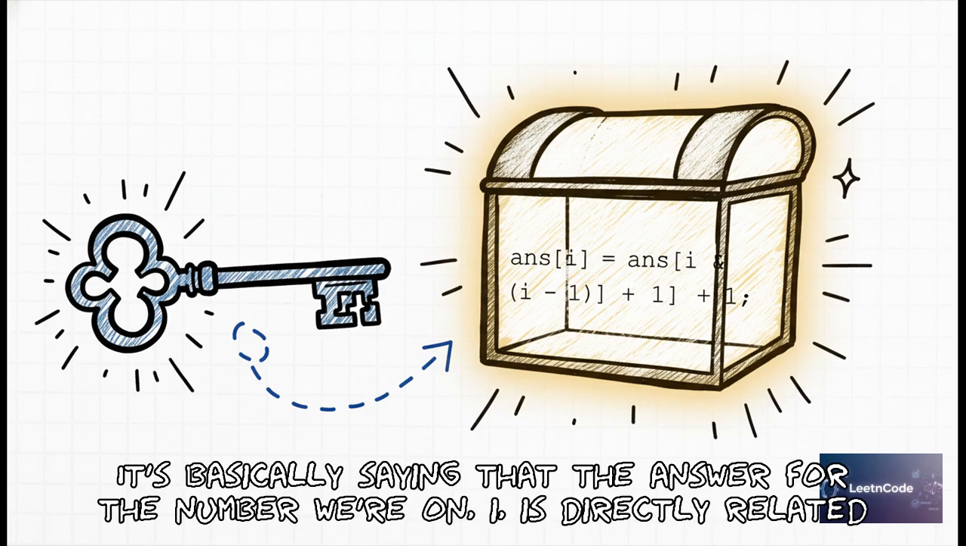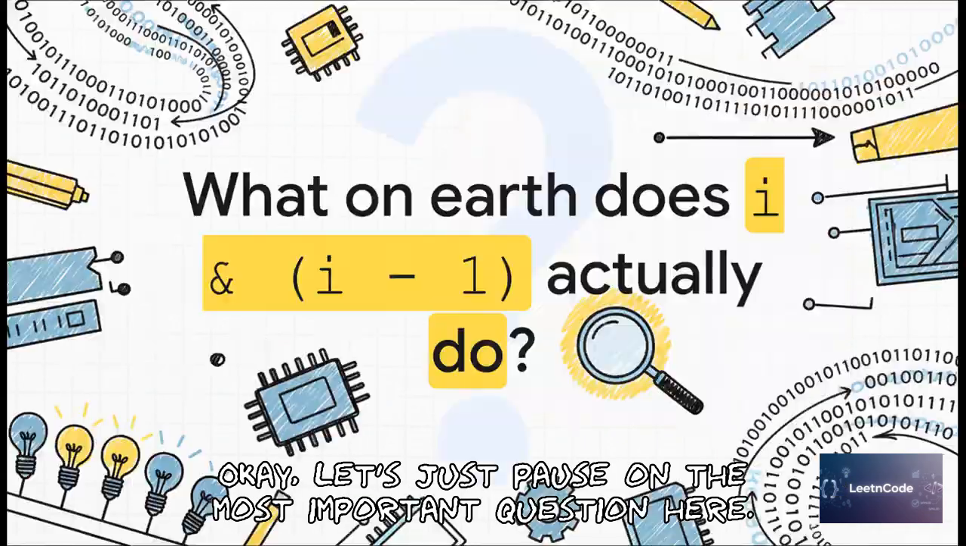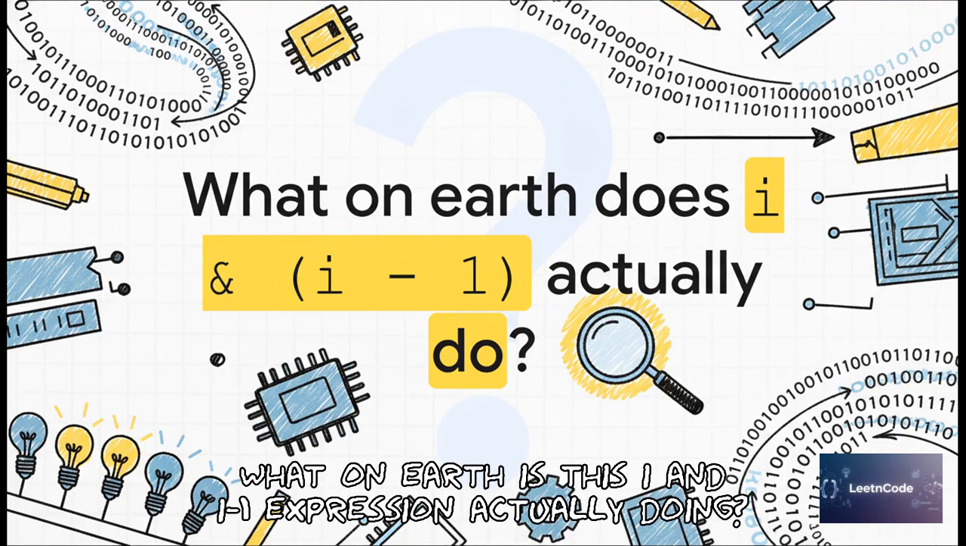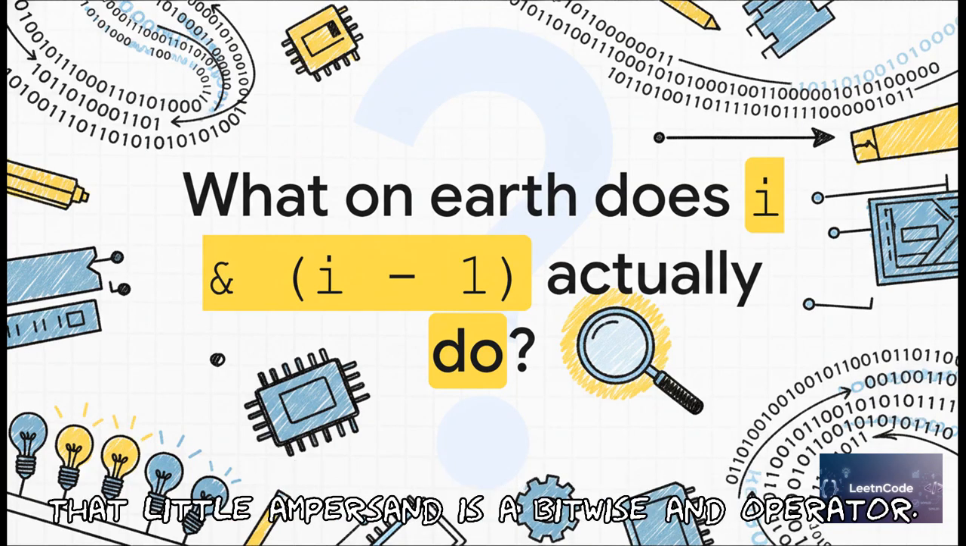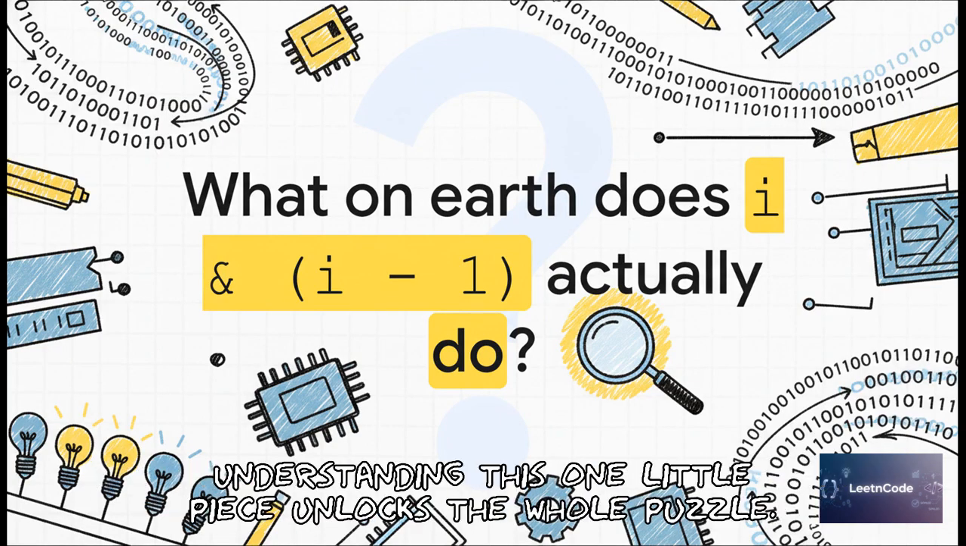It's basically saying that the answer for the number we're on, i, is directly related to the answer for some other number we've already solved. But what is that other number? Okay, let's just pause on the most important question here. What on earth is this i & (i-1) expression actually doing? That little ampersand is a bitwise AND operator, and this specific pattern is a pretty famous trick in the world of bit manipulation. Understanding this one little piece unlocks the whole puzzle.